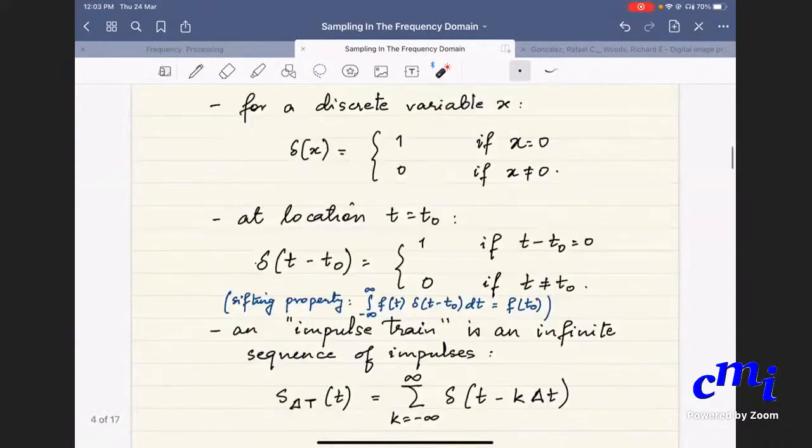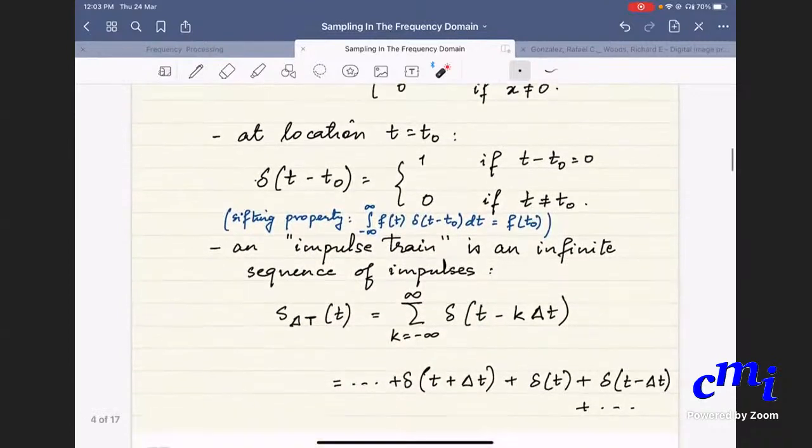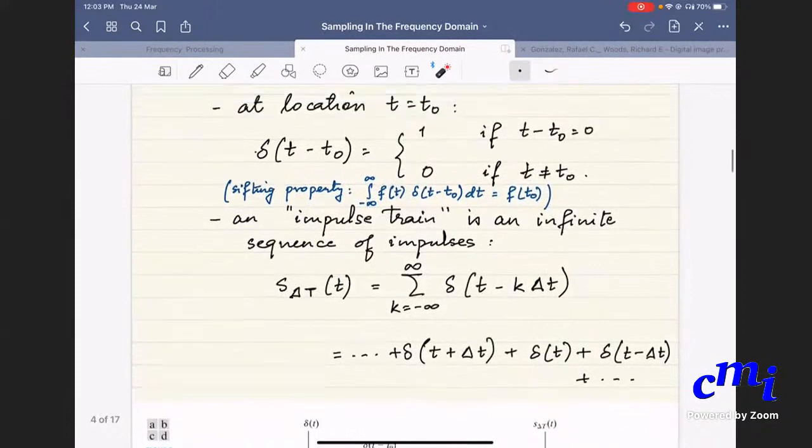If, instead of a continuous variable, you have a discrete variable, you can rewrite the definition of an impulse function in this way. Now what we will require is an impulse train, which means not just an impulse located at one point, but impulses located at many different points. That is this impulse train, a sequence of impulses. We are going to separate the impulses by a distance delta t. So S delta t denotes the infinite sum of impulses located at k delta t, where k goes from minus infinity to infinity.